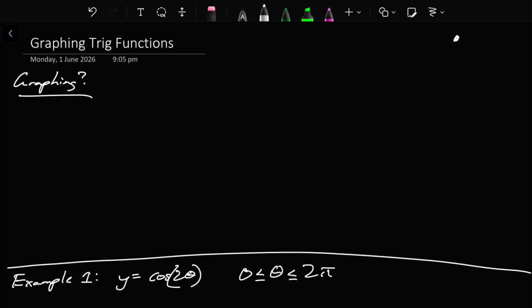Alrighty, welcome back. We're just going to do a couple of examples of graphing some trig functions, just to help you see what's going on with the different parts of the trig functions and how they actually display on a graph.